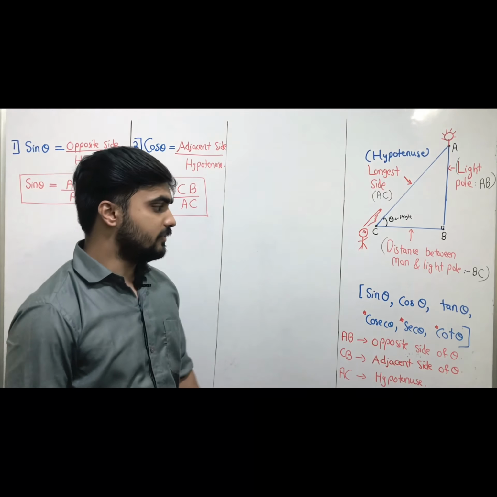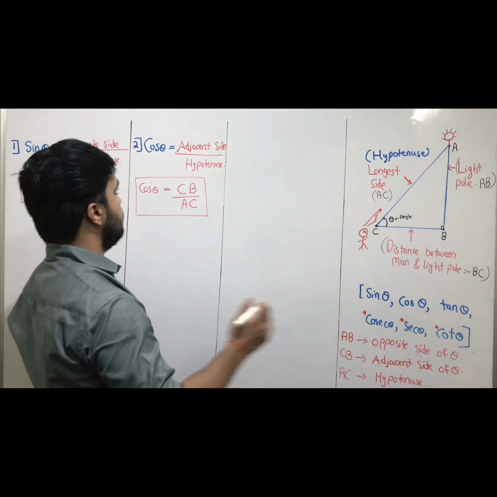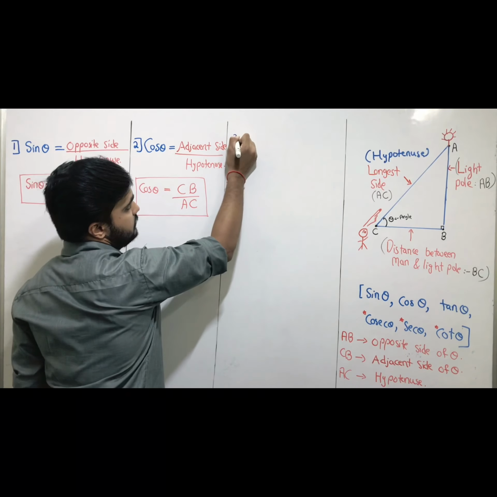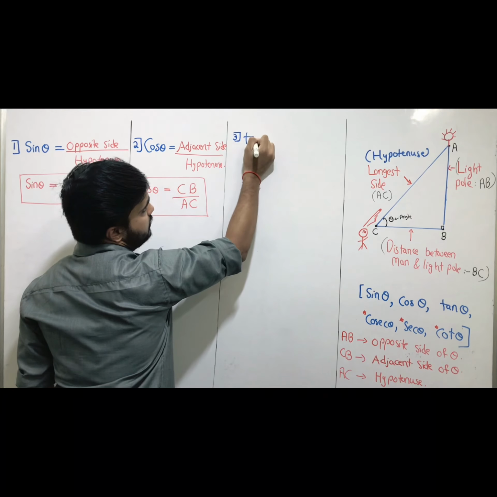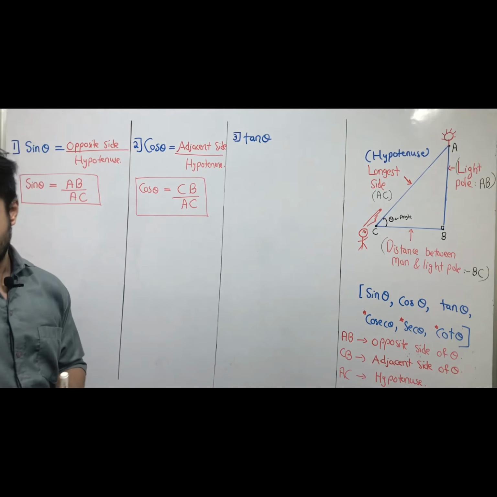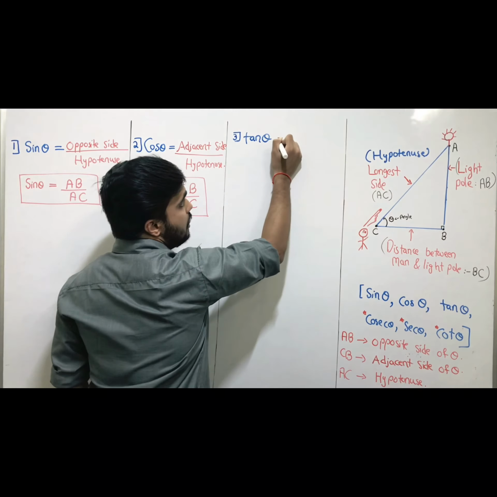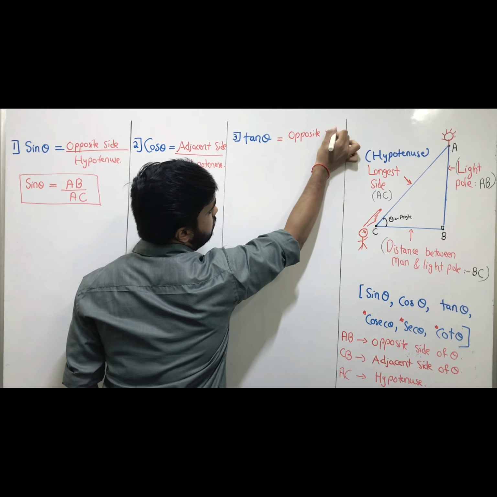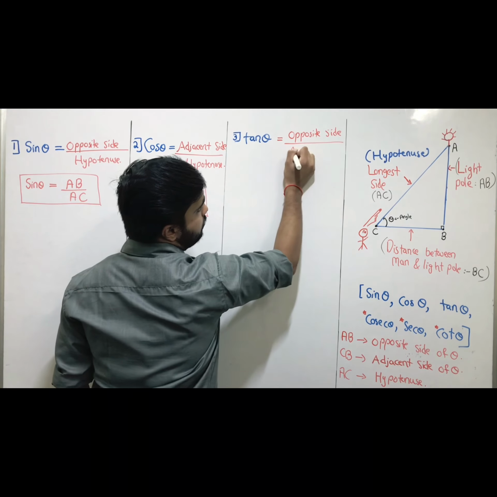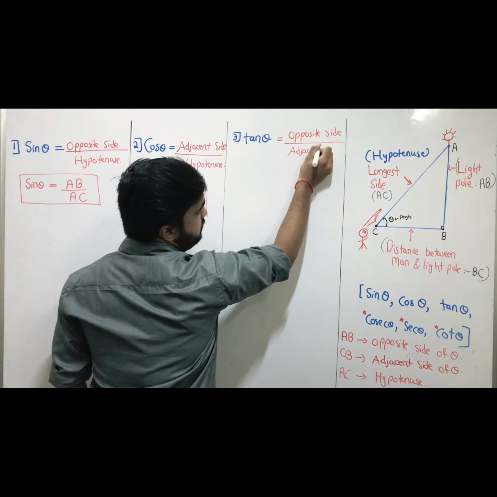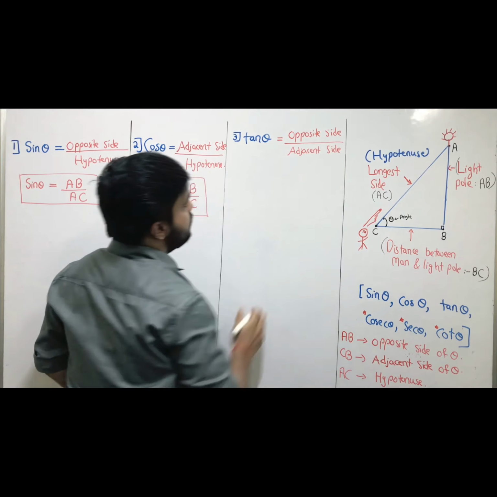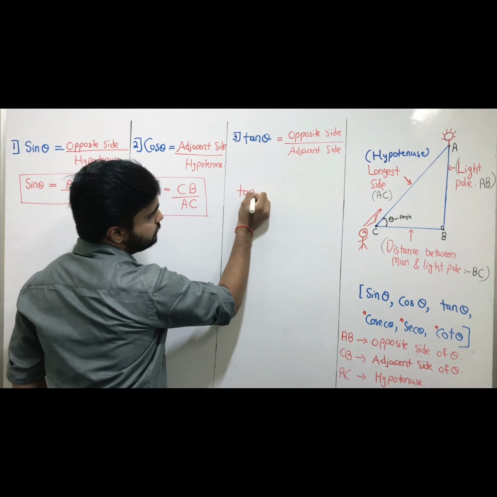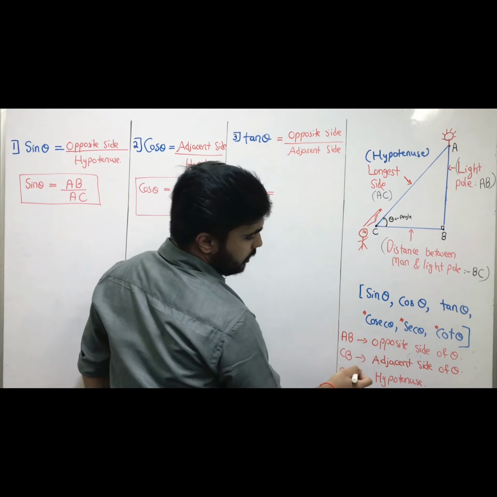So our next trigonometric function is tan theta. Okay, so formula for tan theta is opposite side upon adjacent side. So our third function is tan theta. So tan theta is opposite side of theta upon adjacent side of theta. So it goes like this. So tan theta is AB upon CB.